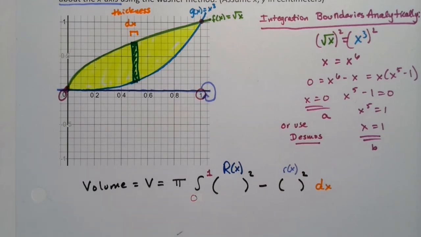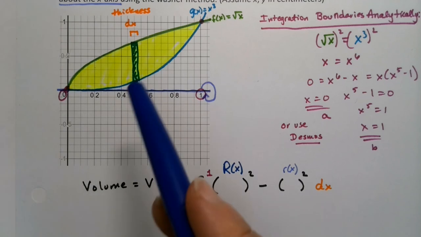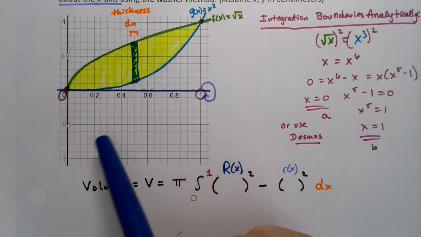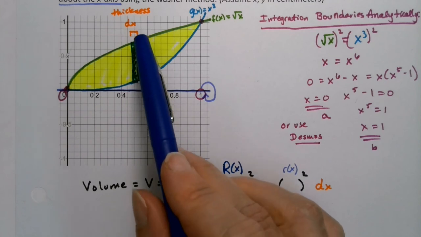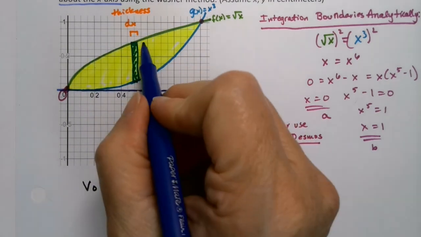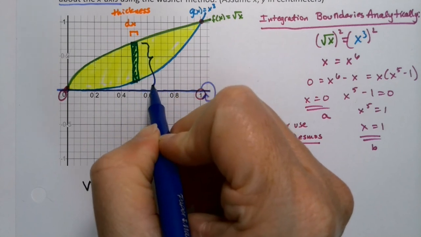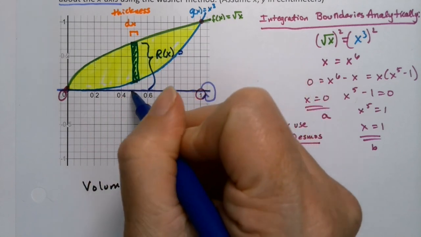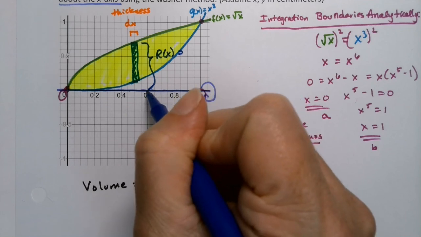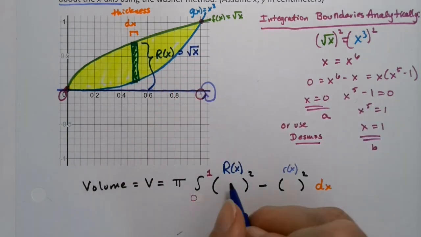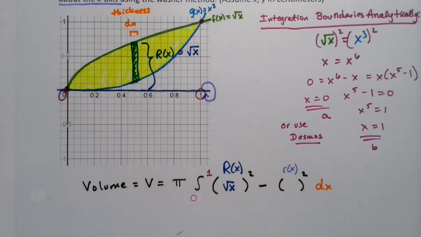All right, so what is capital R of x? Imagine this is your center, your axis of rotation, right? It's the center upon which you spin this object. So if you want to build that outer ring of that washer, it'd be from the outer portion. So R of x is that distance right there, the distance from the axis of rotation, which is the x-axis, all the way up to that curve, which is the square root of x.